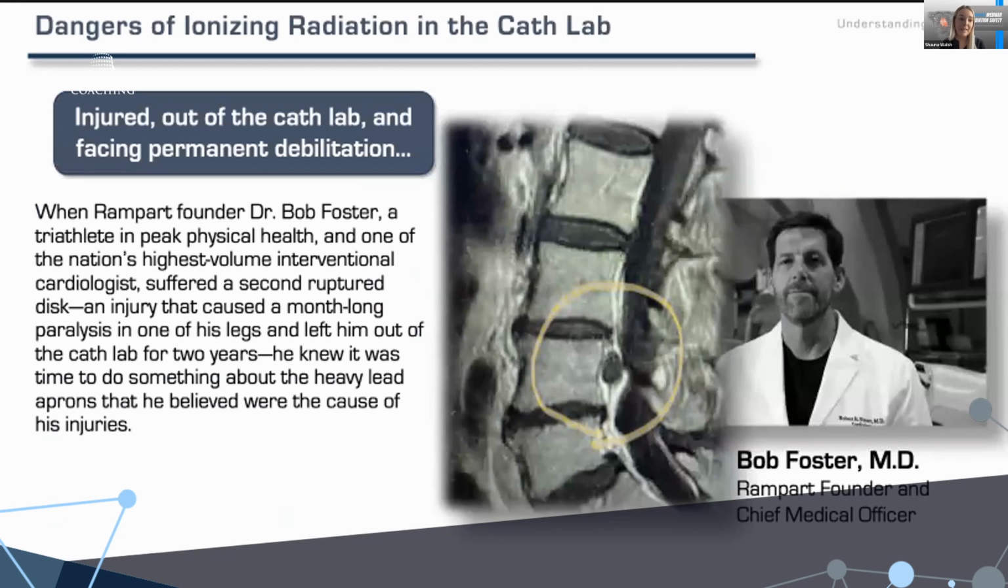Dr. Bob Foster, you may have seen him in the ORSA video, is actually the creator of Rampart. He was an extremely fit triathlete, worked in a very high volume lab in Alabama. Unfortunately he had 2 disc ruptures and required 2 lots of back surgery. He had paralysis in his leg and didn't practice for 2 years. And he designed the Rampart solution for his own use to get him back into the lab, being able to treat his patients again. But we'll look at Rampart in a moment.